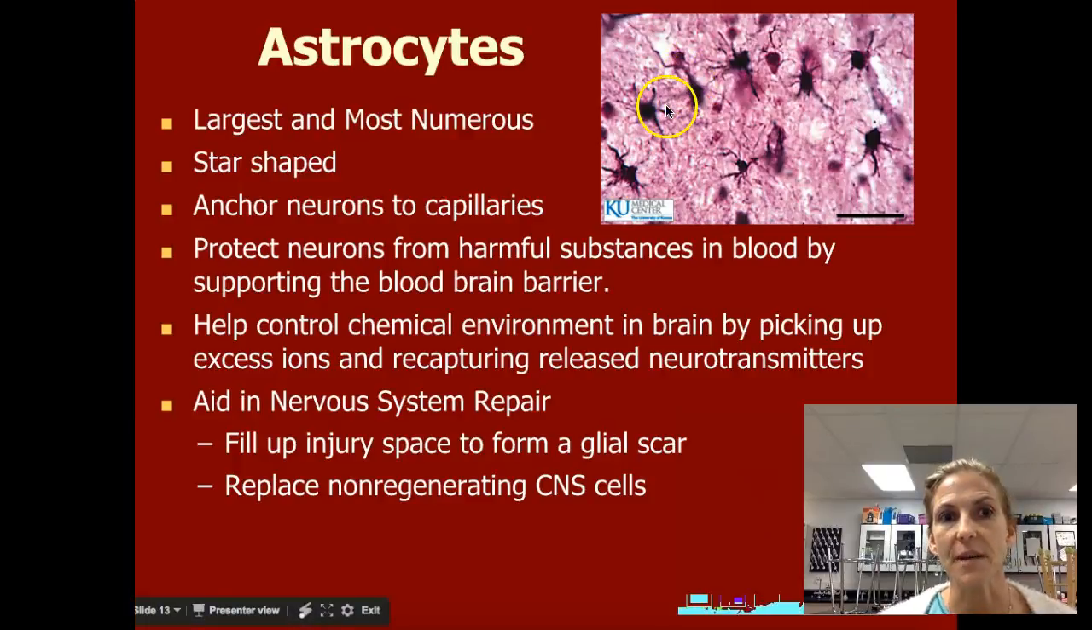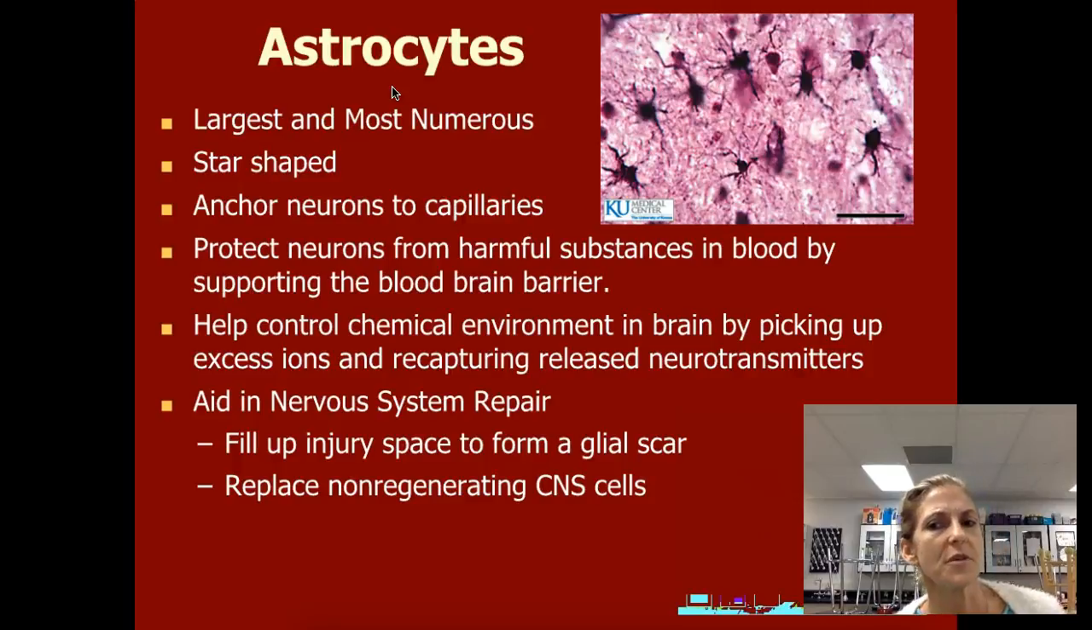It's also star-shaped, which is where it gets its name. Astro refers to the star. So what it does, it anchors neurons to their blood supply. It anchors them to capillaries. And so it can do a little bit of filtering perhaps.